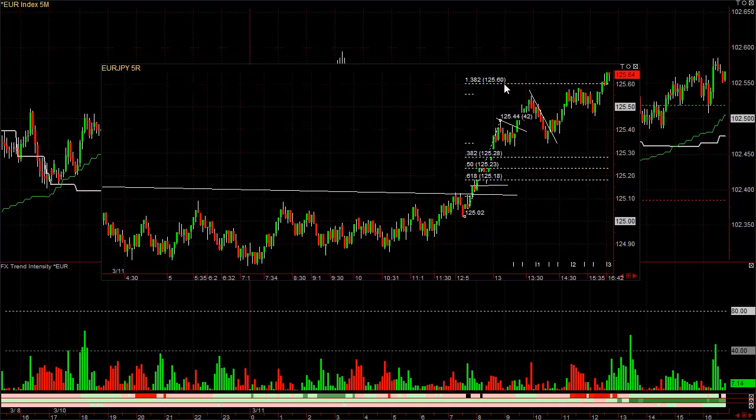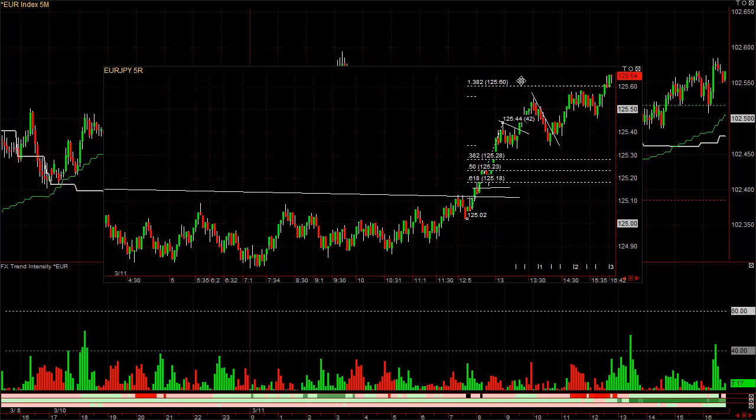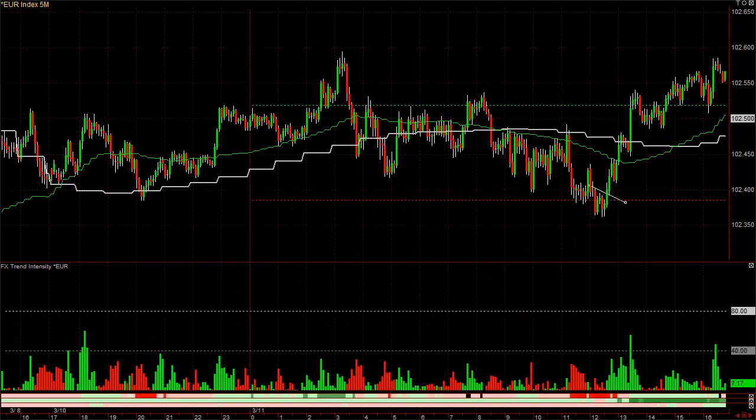It came real close to the 1.382. That's a pretty decent place to get out. Draw your stop, put it underneath the previous bar, the 2 bars back low, and that way you don't give back many pips. So that's how you use our currency indexes.